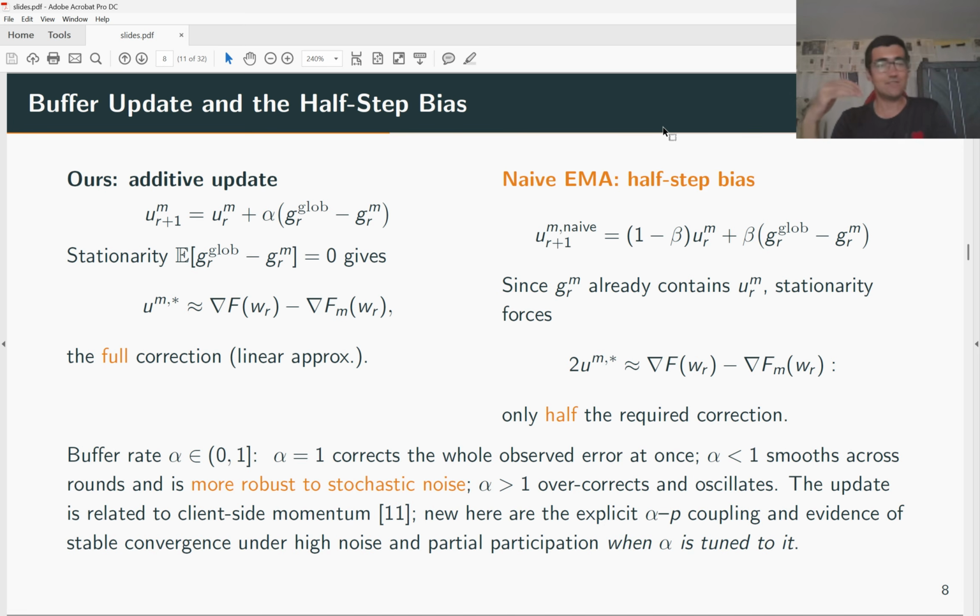The update is related to client-side momentum. Chen and her colleagues studied that before. What is new here is the explicit coupling between alpha and the participation rate, and the evidence that when alpha is tuned so that coupling matters, training stays stable under high noise and partial participation.